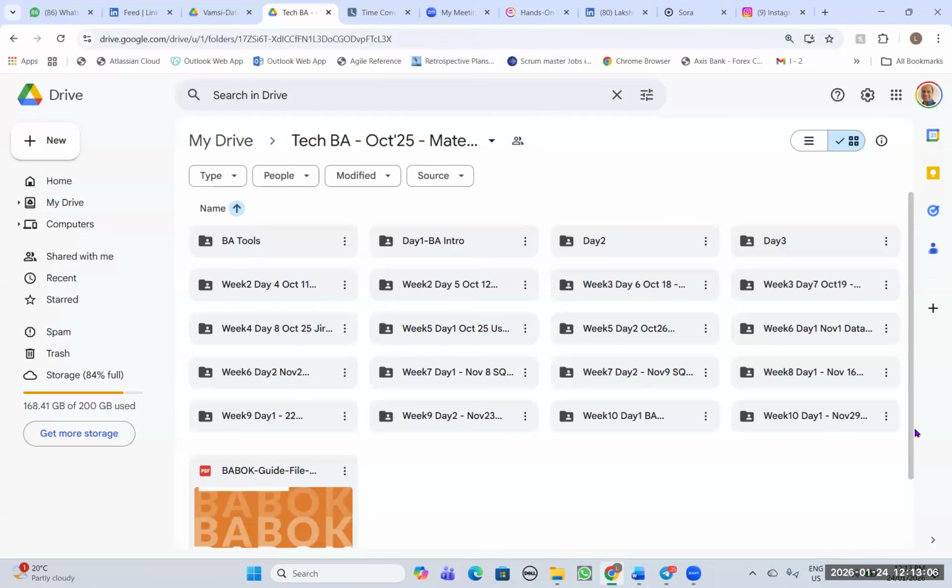Today is going to be a high level overview because the roles and the tools are really extensive.